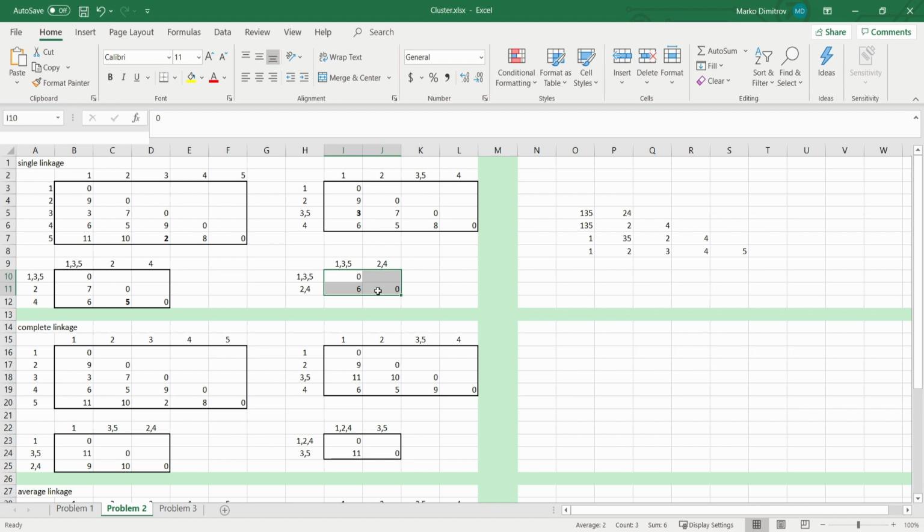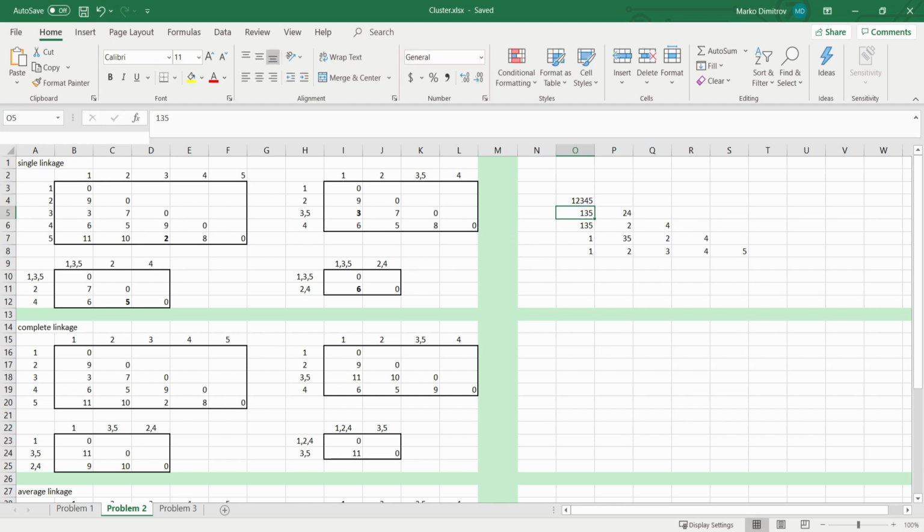We can create the distance matrix once again to see the minimum distance between those 2 clusters now, 1, 3, 5 and 2, 4. So what is the minimum distance here? The distance between 1, 3, 5 and 2 is 7, and 1, 3, 5 and 4 is 6. So the minimum of those 2 is 6. So we will put here 6. Okay, and in the end it means we need to merge all clusters together, and this is how we finish the process.